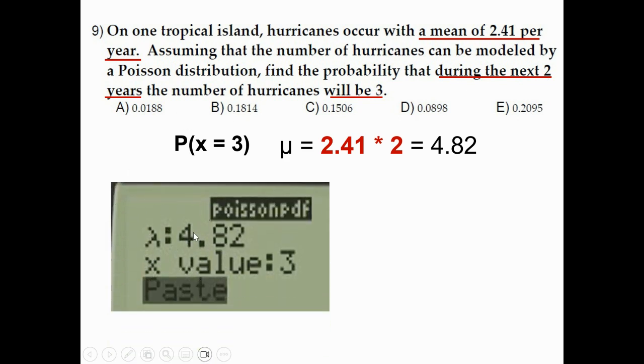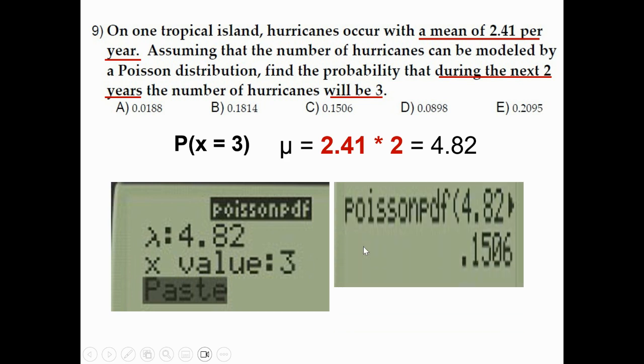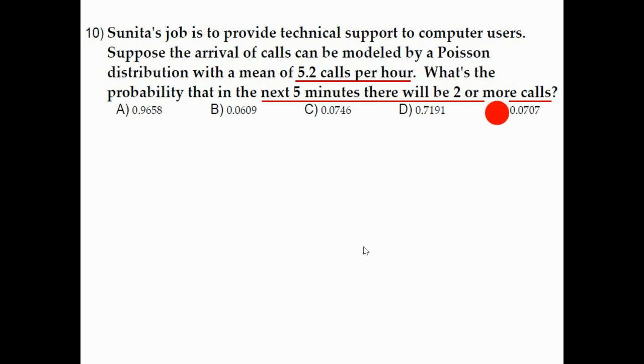All right, Poisson PDF, there's my mean, my mu, lambda in a calculator. Mu and lambda are one and the same. I want my X to be exactly 3. 0.1506.